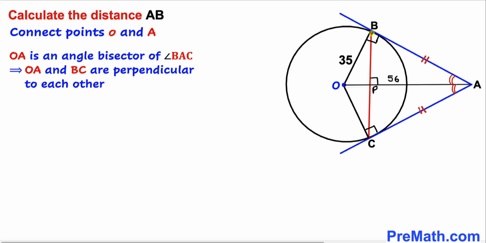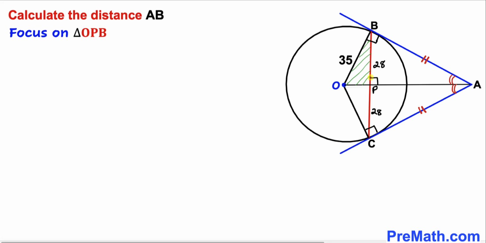And we know that this whole length BC is 56 units. So therefore, this length BP is going to be half of that, 28 units. And likewise, this PC is going to be 28 units as well. Therefore, these line segments PB and PC are going to be 28 units each. And now let's focus on this triangle OPB.